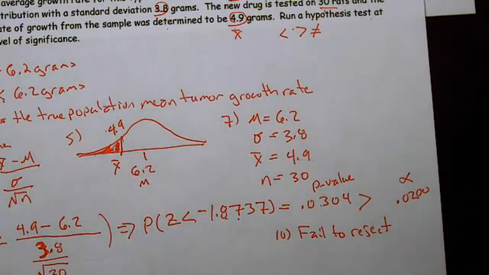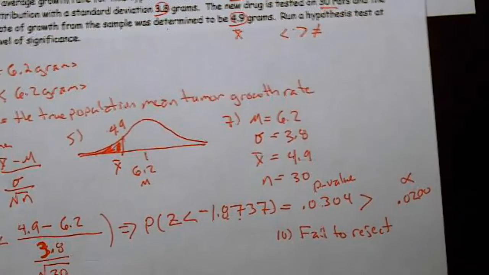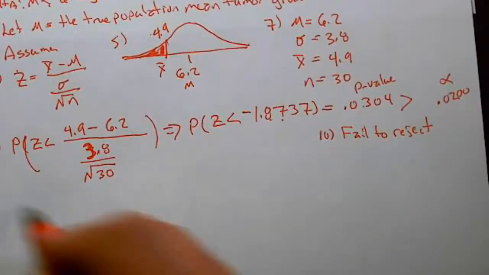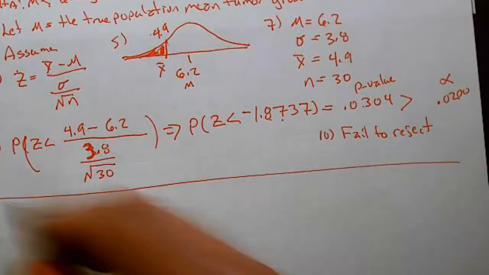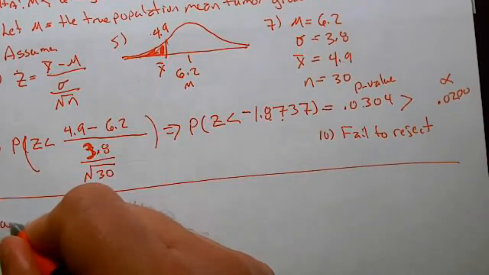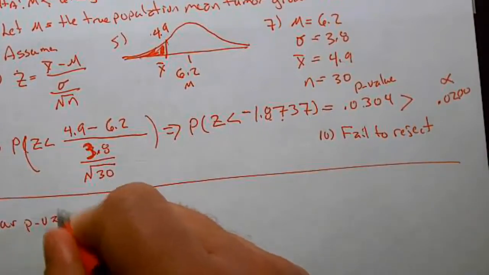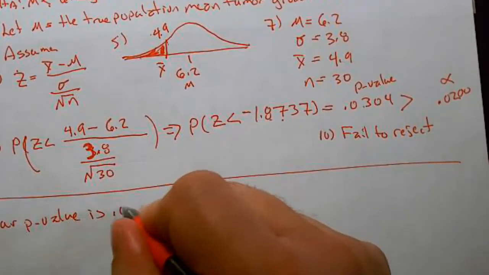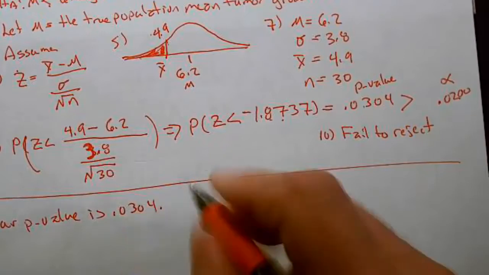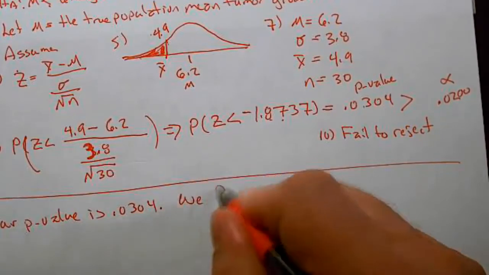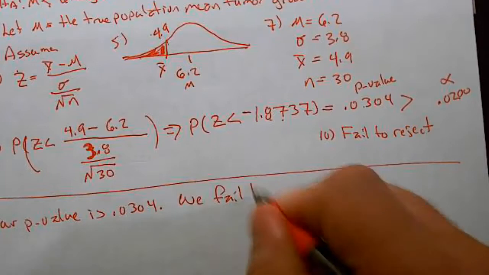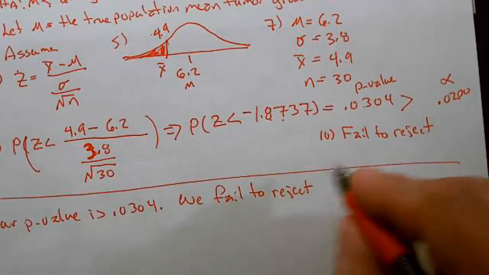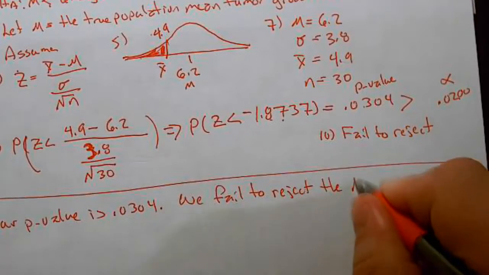All right, so we got that one good. The next thing we need to do is write our conclusion. So our p-value is 0.0304. We fail to reject the null.